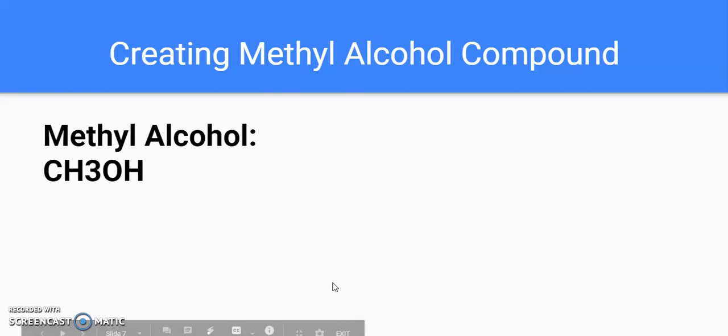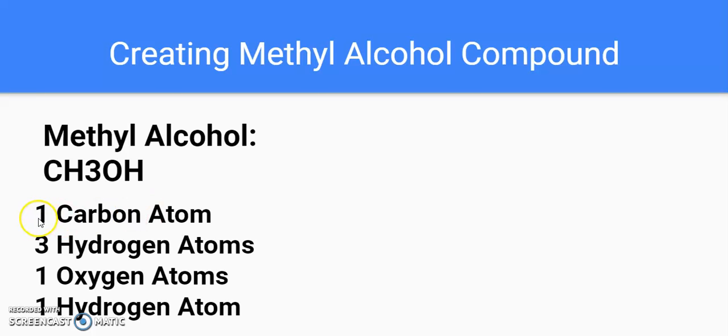So next we're going to be doing something a little bit harder. We're going to be creating the methyl alcohol compound. So here we go, we have methyl alcohol, CH3OH. So we should write everything out. So it has 1 carbon atom, 3 hydrogen atoms, 1 oxygen atom, and another hydrogen atom.